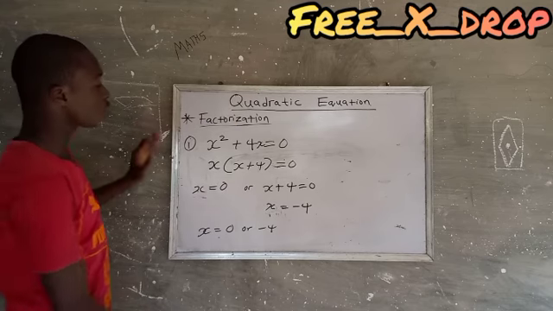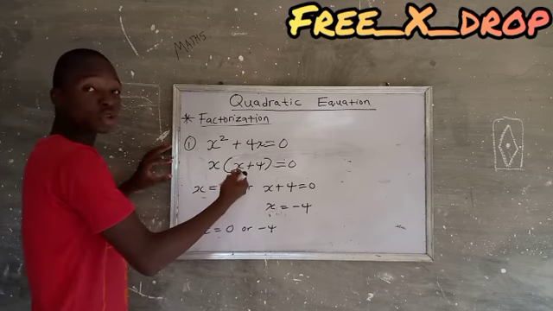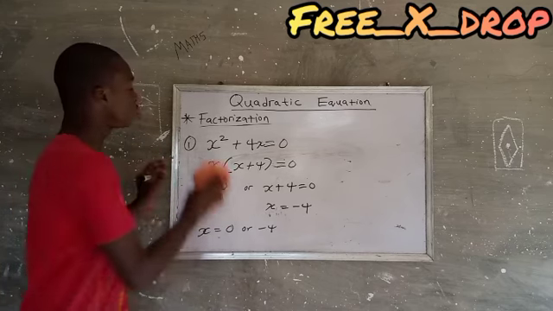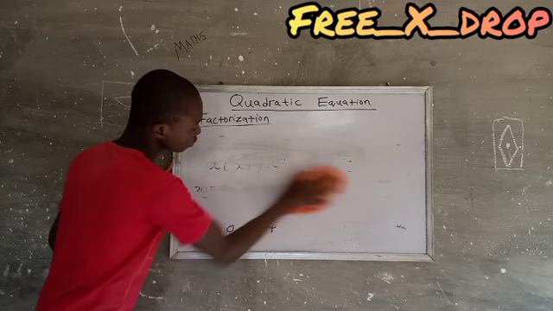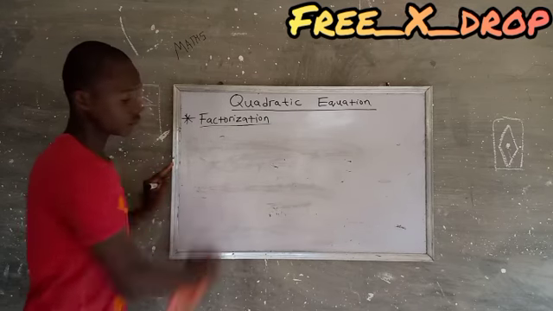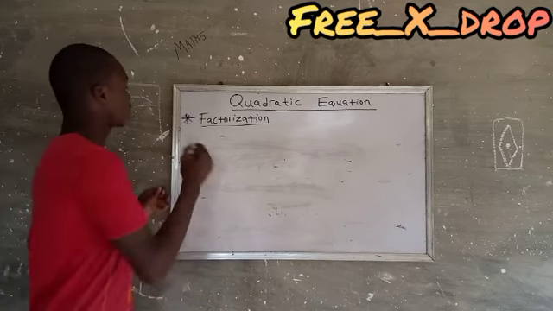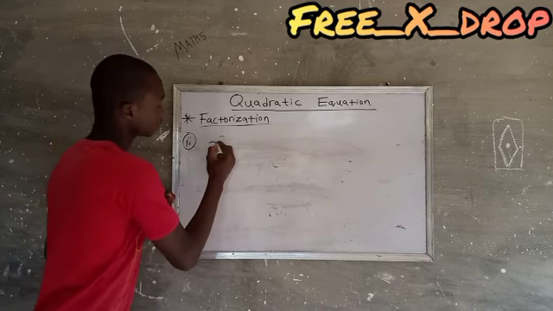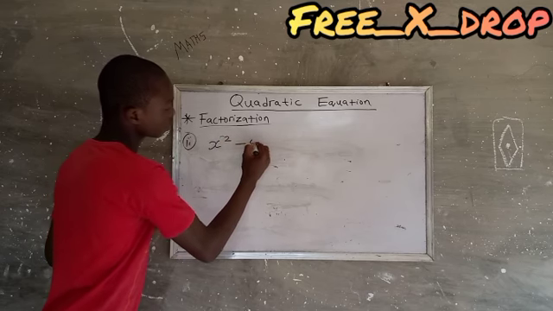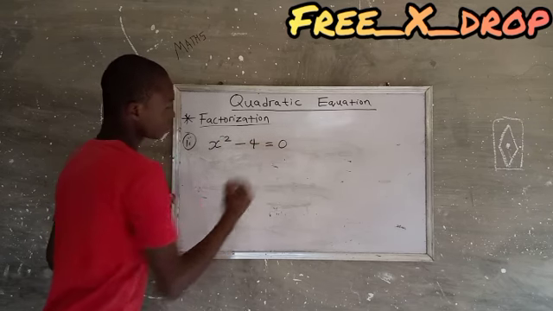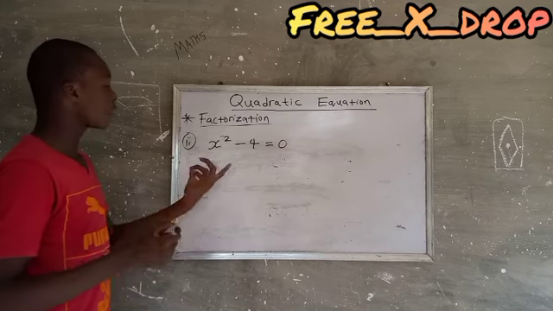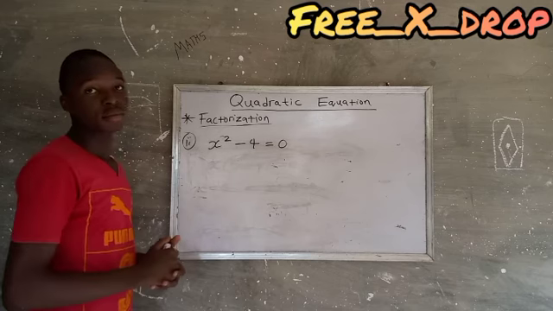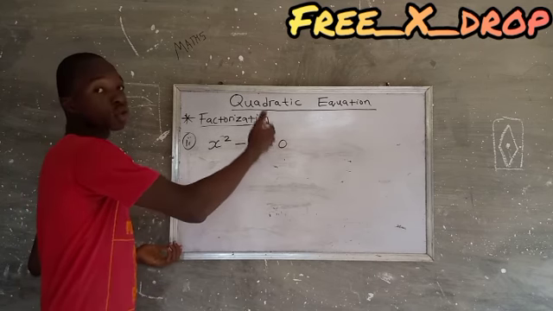So in quadratic equation, you can see questions that come in this form. This is for case 1. Now let me quickly show you case 2. For case 2, you can have questions like this: x squared minus 4 equal to 0.